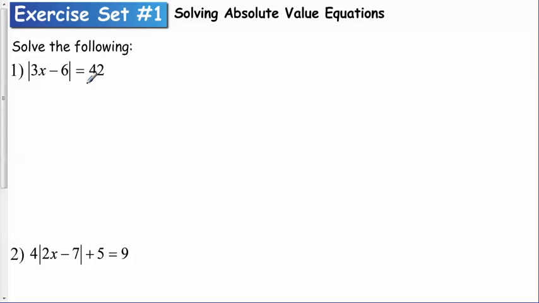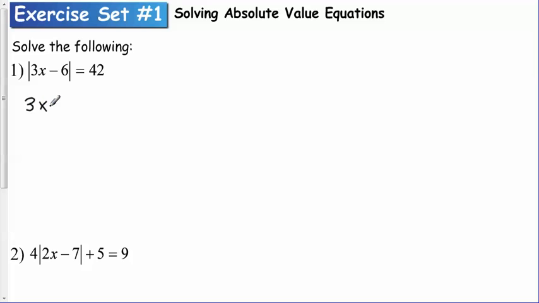Now what that means, 3x minus 6 is located 42 units from 0 on the number line. 42 units to the right, 42 units to the left. Now my approach is, do I have to isolate this absolute value? And there's nothing going on to this absolute value. It's completely isolated. There's no addition or subtraction on the outside, no coefficients on the outside. So now that it's isolated, I can split it into the two equations.